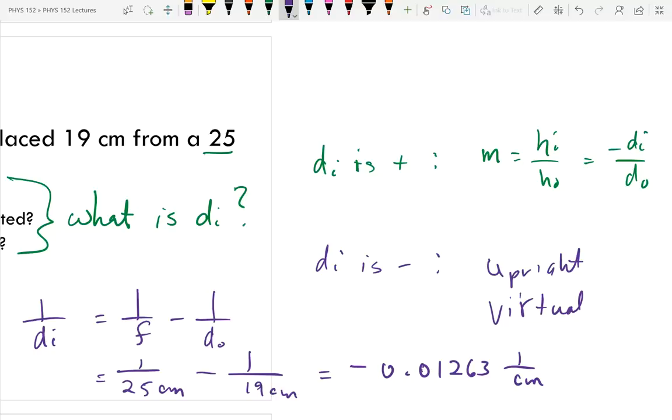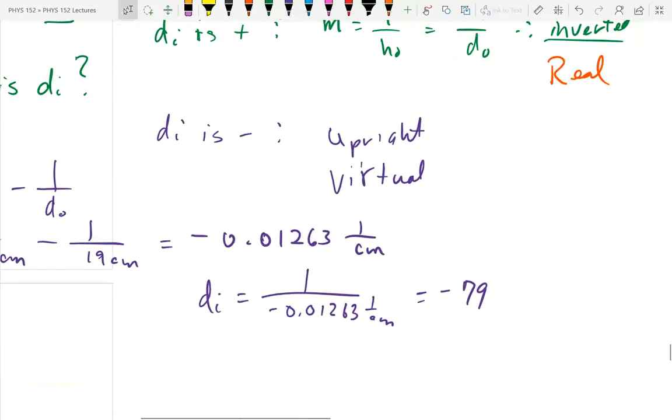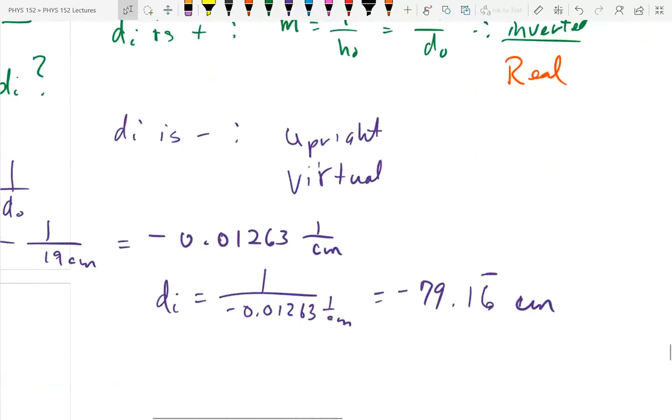So how do I get the distance image from this? I simply have to invert it, and so I get my distance image is, and anybody want to blurt out the right answer? 79, and what is that, 1. So it's minus 79.16 repeating. Of course, how many significant digits do we have here? 2. So that's really just minus 79 centimeters.